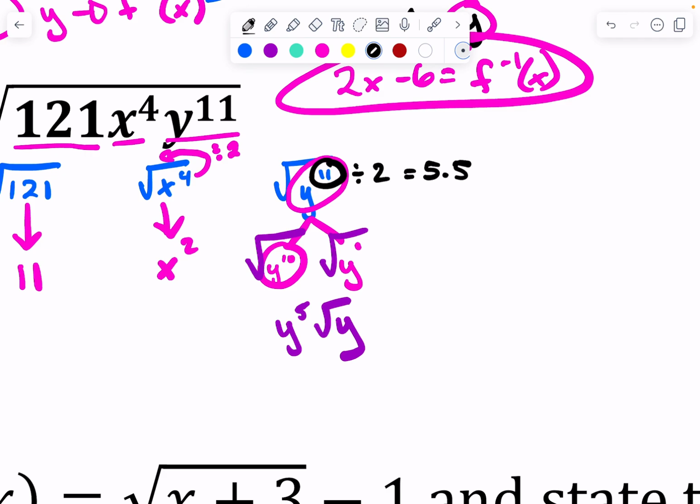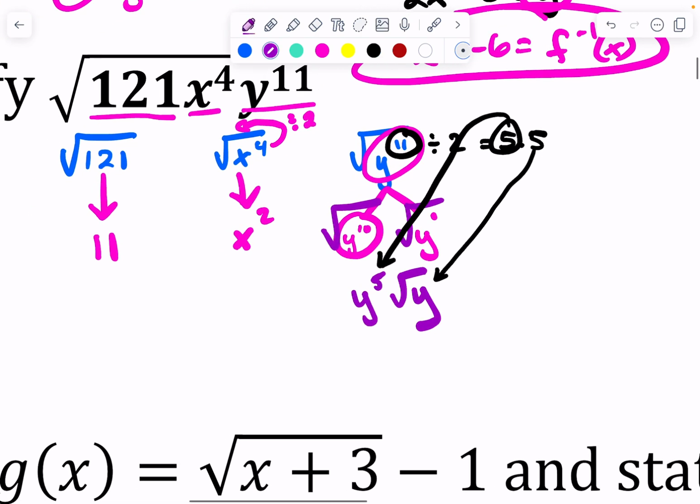Another way of looking at this, if I were to take 11 and divide by 2, I would get 5 and a half, right? So 5 of them are going to come out on the outside. But the other one is going to stay inside, right? Because it's only a half. It can only, half come out, right? So that doesn't work.